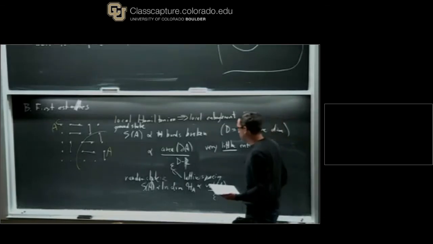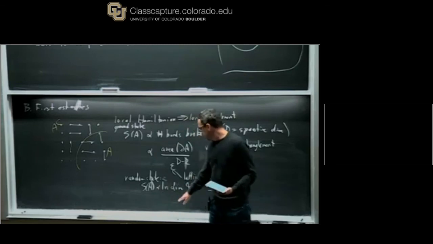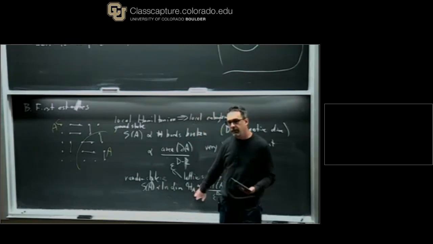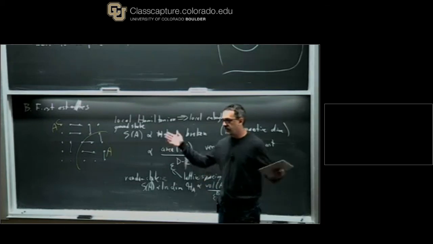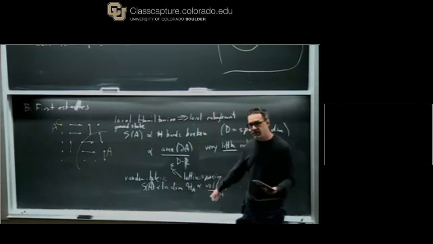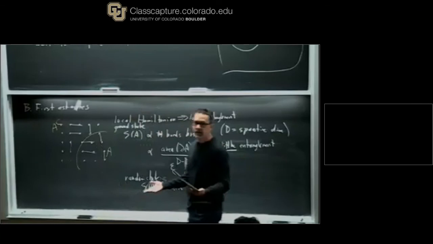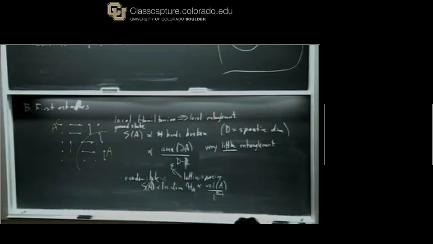For a random state, the entropy goes like the log of the dimension of the Hilbert space of A. To justify this, just think about the Schmidt decomposition. You're going to have some kind of uniform distribution over all the states of A in your Schmidt decomposition, and so you get something like the log of the dimension. And what is the dimension? The dimension is the number of lattice points in A, which is the volume of A in units of the lattice spacing. Okay?